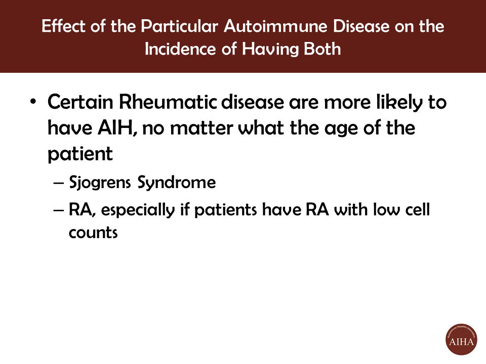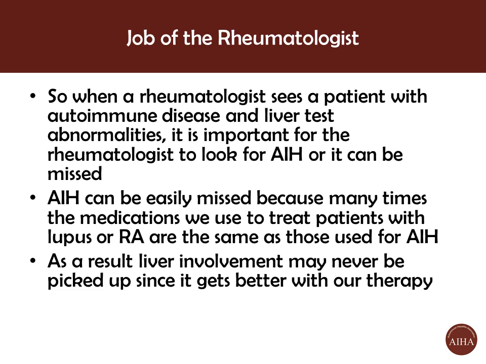Some are more likely no matter what the age of the patient, particularly Sjogren's, as we talked about. Also patients with rheumatoid arthritis sometimes have a syndrome called Felty syndrome, where they get very low white cell counts, and they may get non-healing ulcers. That subset of patients with rheumatoid arthritis are more likely to have autoimmune hepatitis as well. So when a rheumatologist sees a patient with autoimmune disease and liver test abnormalities, it's important that we think about autoimmune hepatitis.